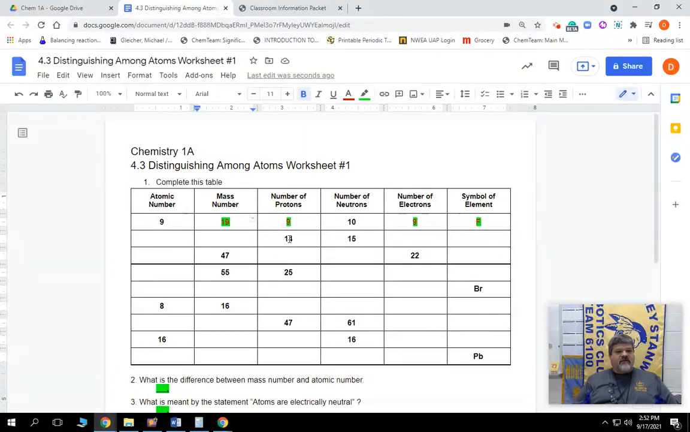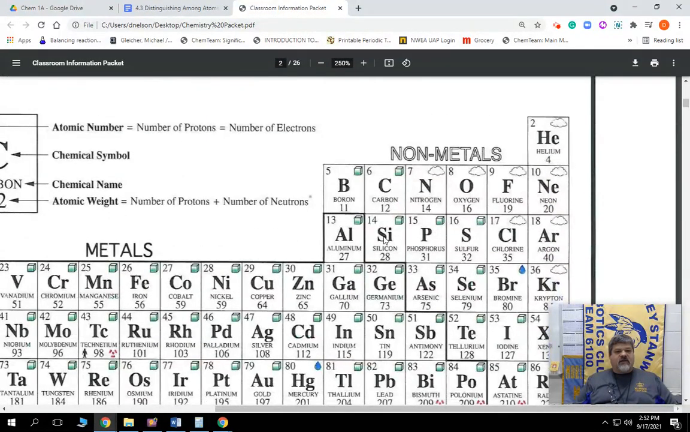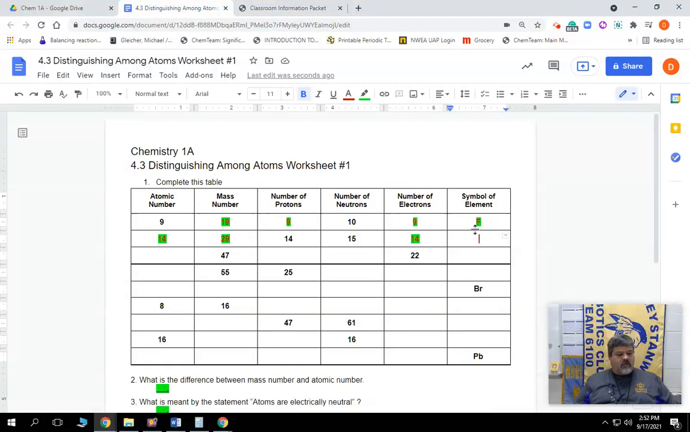We have number of protons is 14. That means the atomic number is also 14, and the number of electrons is 14. Now if I add these two together, 14 plus 15, I'm going to get my mass number, which is going to be 29. Now all I have to do is look at my periodic table, and I see that I have atomic number 14. I go in here, go down and find atomic number 14 is right here. That's going to be silicon, or Si. So now we can go back to here and I can put capital S, lowercase i.